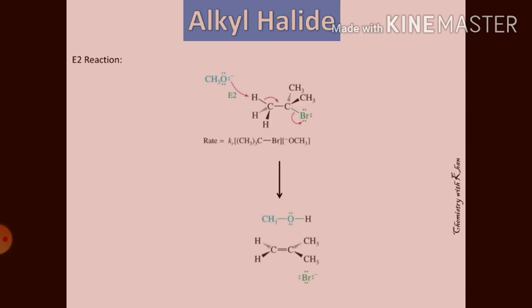Now the E2 reaction. It's also a one step reaction. You can see that the base is directly attacking the hydrogen, and the double bond is forming, and bromine is removed as bromide ion. Look at this. It's the formation of methanol, alkene, and bromide ion. Here you can see that the alkyl halide is a primary alkyl halide because it is attached to one alkyl group. This refers to the E2 reaction. If we place a tertiary carbocation here, it will refer to the E1 reaction.